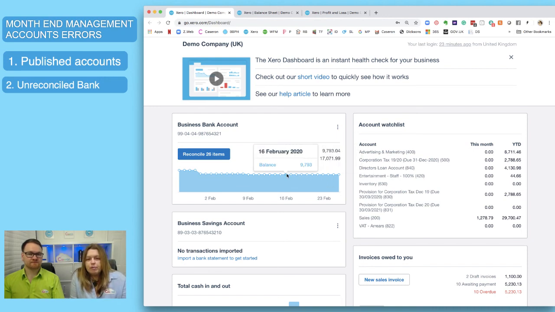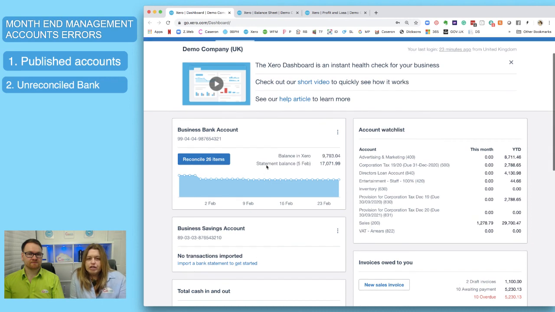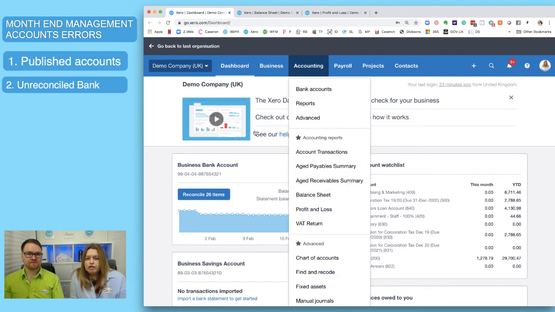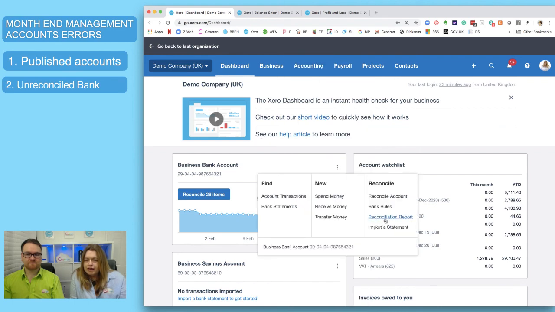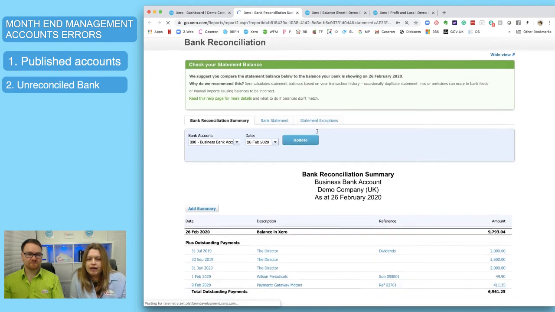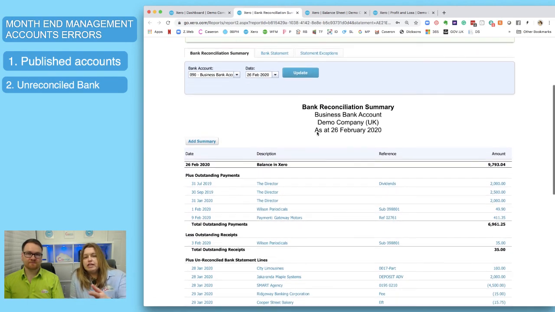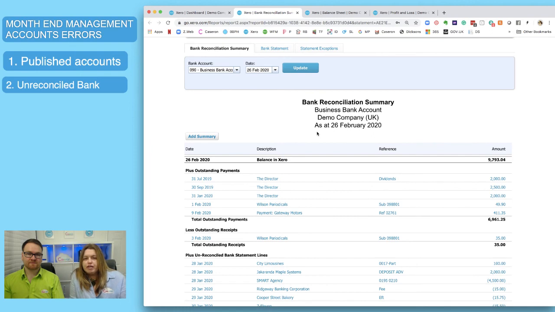Now, another key report in Xero, we've just looked at the balance sheet, is to actually look at the reconciliation report. So if you just go to the 3 bars there, we're going to look at the reconciliation report. Now, every Xero account has this. Very rarely do people use this. So if we did, say, the last month end, let's do the 31st of January and update this.